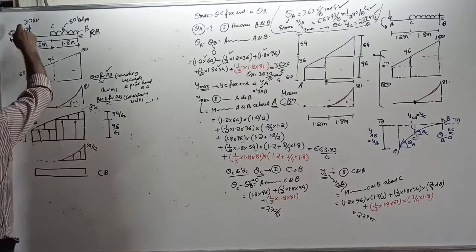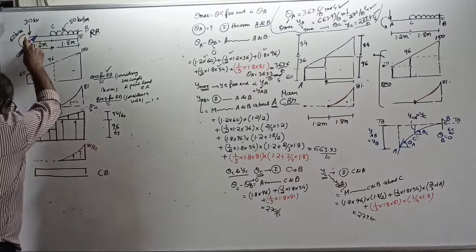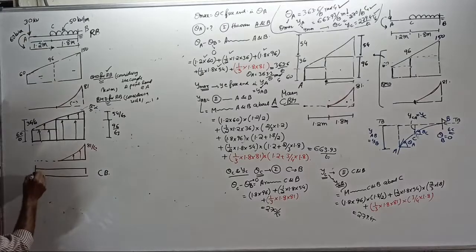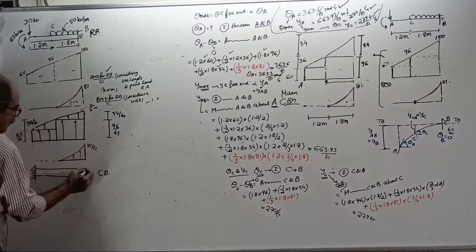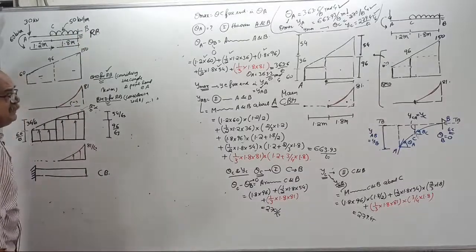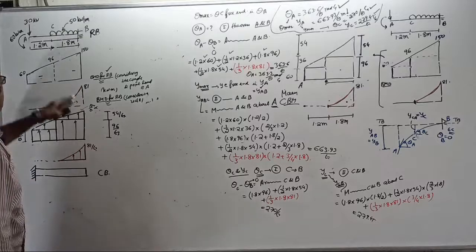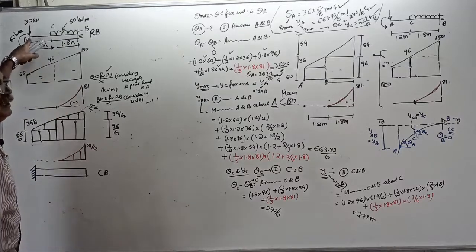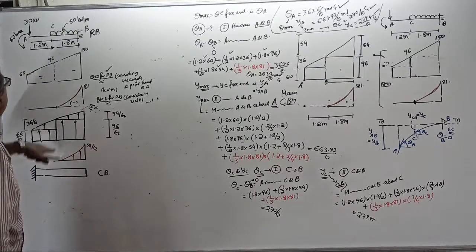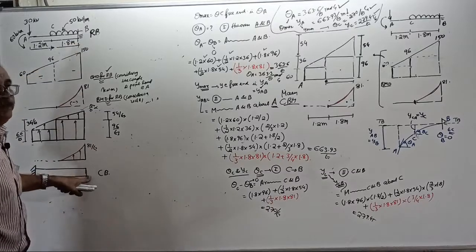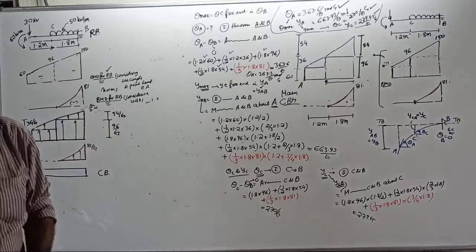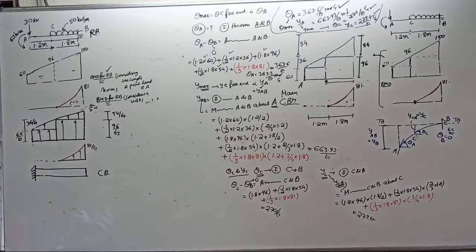Now, free end in real beam will become fixed end in conjugate beam. And fixed end in conjugate beam will become free end in real beam. Fully clear? Free end in real beam will become fixed end in conjugate beam. Fixed end in real beam becomes free end in conjugate beam. Clear? Okay. Now, start.